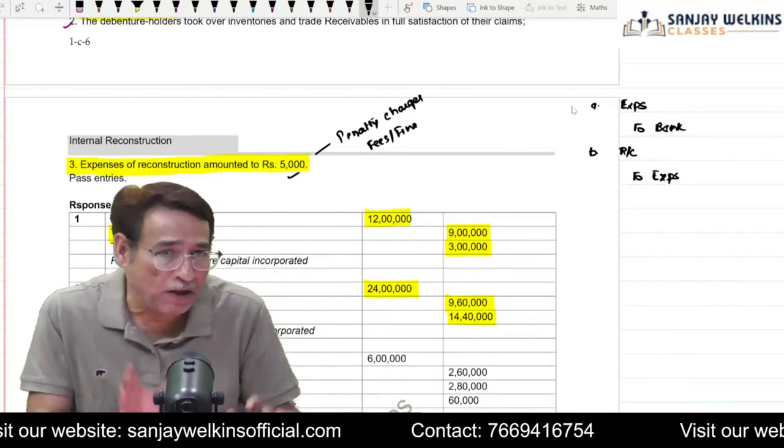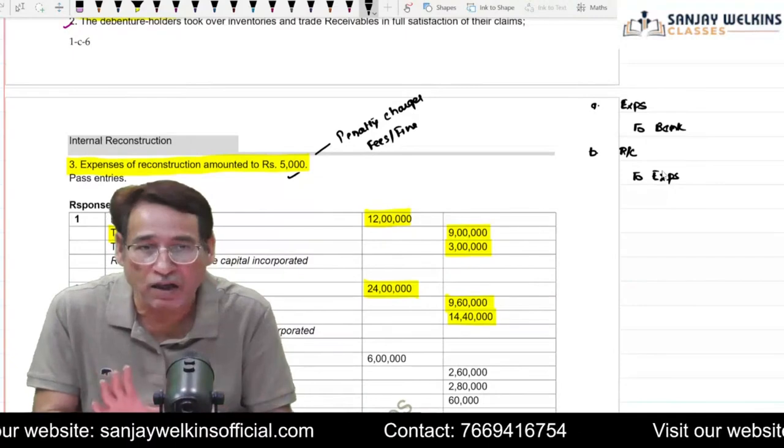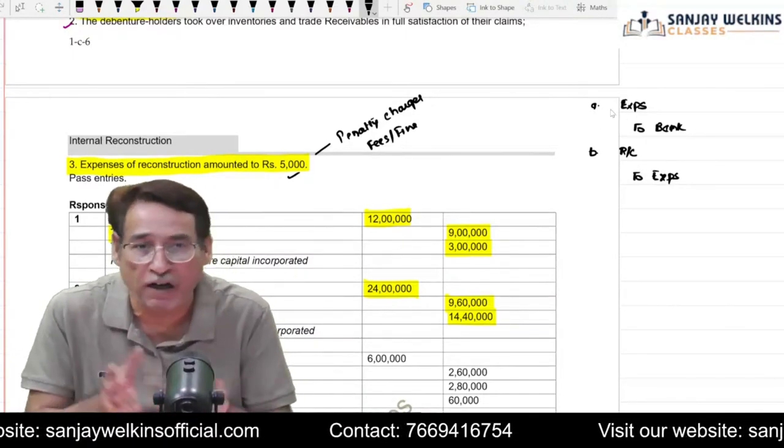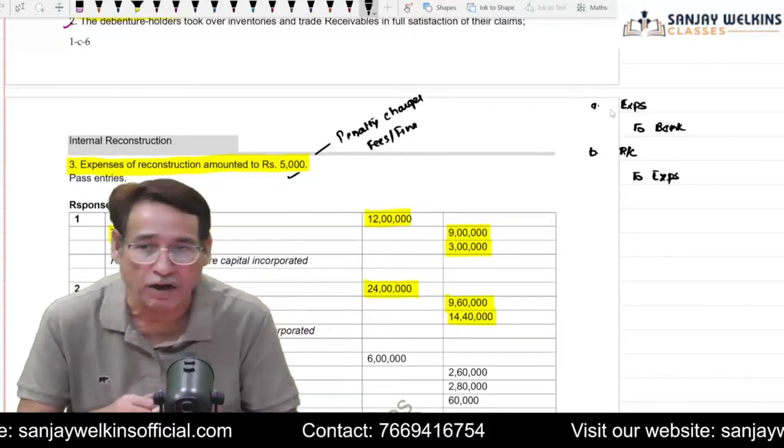So once you have understood the entry, then you can write one single entry, because expenses will get cancelled. Ultimately, we will be left up with reconstruction account debit to bank account.